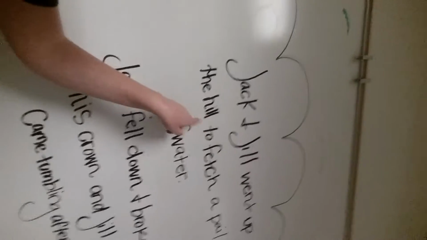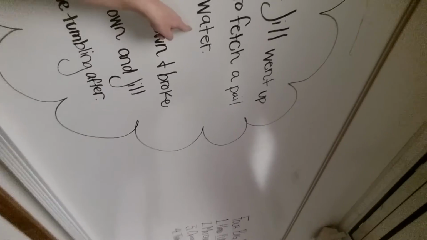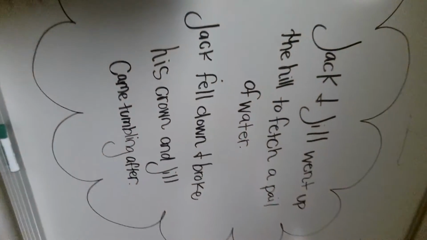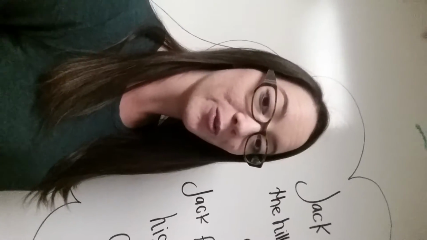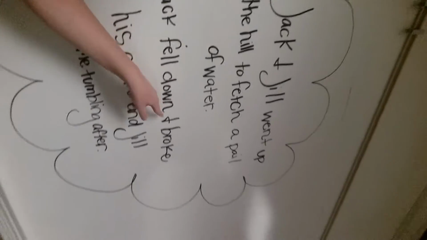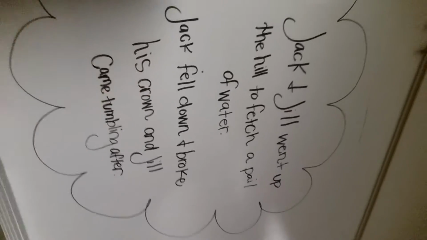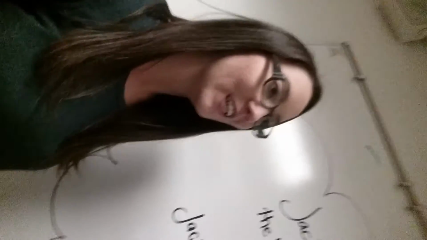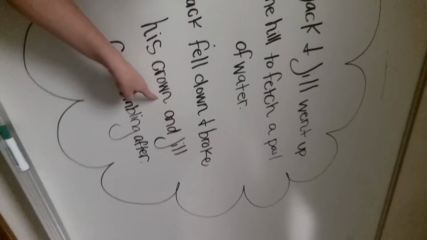They went up the hill to fetch a pail of water. Good guess, Sage. Now, what do you think's going to happen next? Maybe they'll go down the hill. Who knows? Let's see. Jack fell down and broke his crown. Did you expect them to fall down, Sage? Only because I knew the story. Oh, okay. What do you think his crown means? Well, you wear crowns on your head, so I think it's to go on his head, so he hurt his head. That was good information, using your knowledge about crowns.